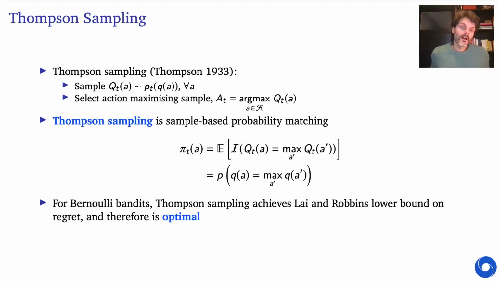Interestingly, Thompson sampling actually achieves the Lai-Robbins lower bound for Bernoulli bandits and in some other cases as well, and therefore is optimal in the same way that UCB is, and it has logarithmic regret. This was actually proven not too long ago, a couple of years ago now, but this wasn't immediately obvious to people. Thompson sampling is now considered, similar to UCB, one of the optimal algorithms.